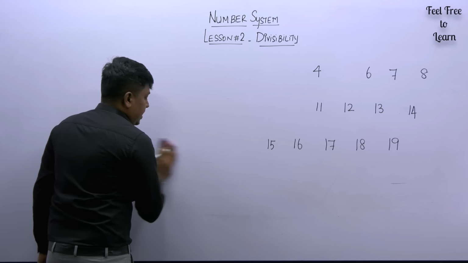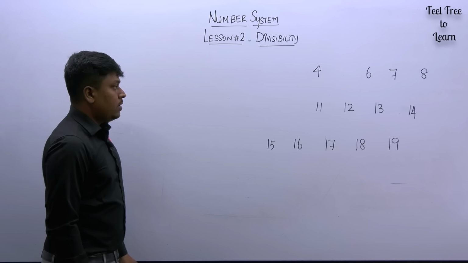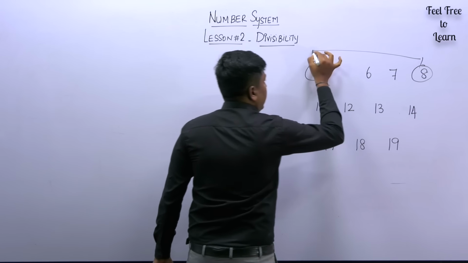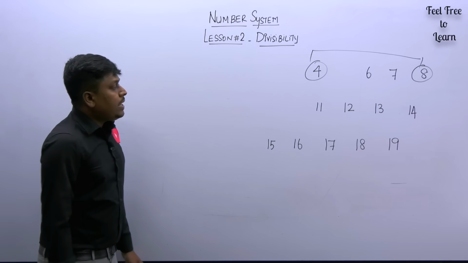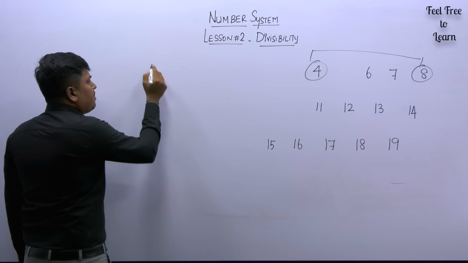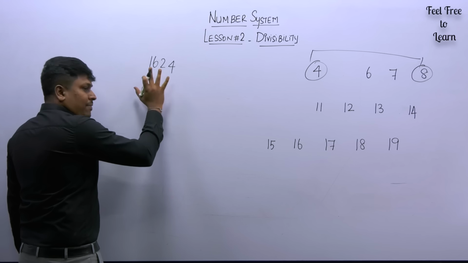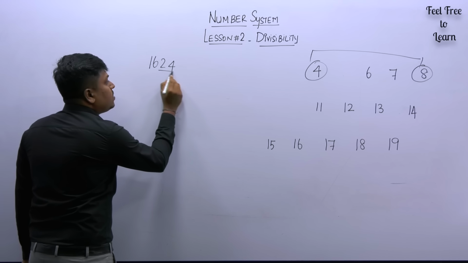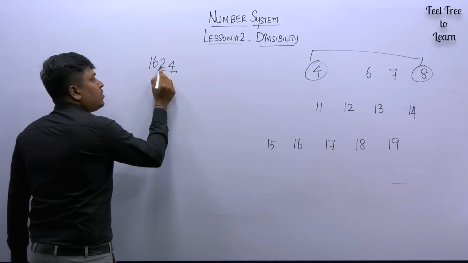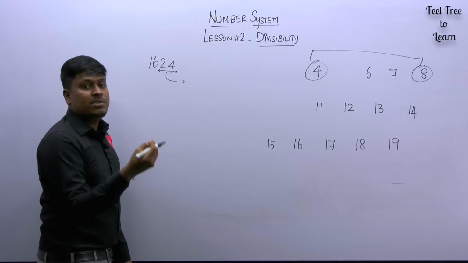So next will be, let me target the next numbers, 4 and 8. This is also very easy. See, if you take the numbers 4 and 8, the last two digits of any number, for example 1624, got it? In the given number, if the last two digits of the number are divisible by 4, check only 24. Is 24 divisible by 4 or not? Yes, 6 4s are 24.